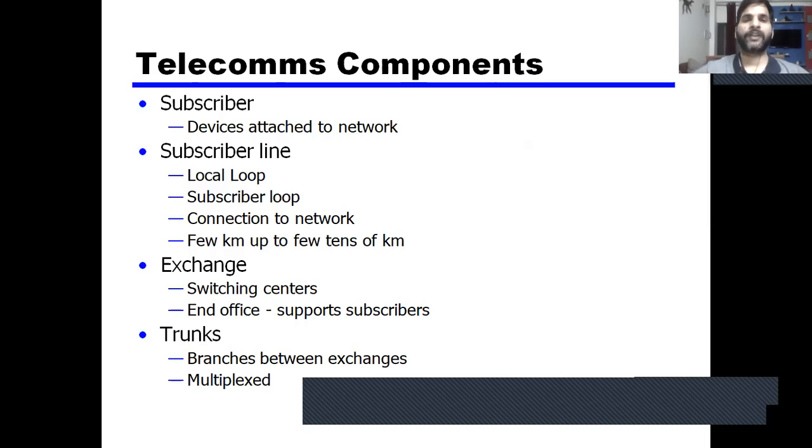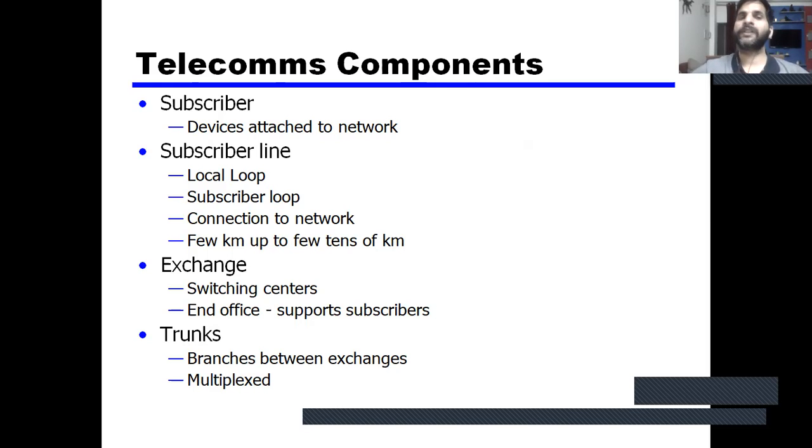Some telecommunication components are required for circuit switching. First is the subscriber, the device attached to the network. Second is the subscriber line, also called the local loop or subscriber loop, the connection to the network, from a few kilometers up to a few tens of kilometers. The next component is the exchange, the switching center and office that supports subscribers. And next are trunks, the branches between exchanges, and multiplexing. These are the telecommunication components.